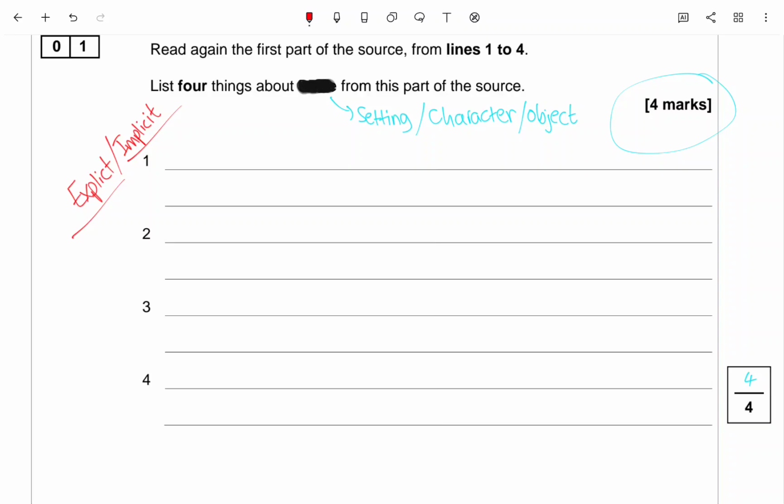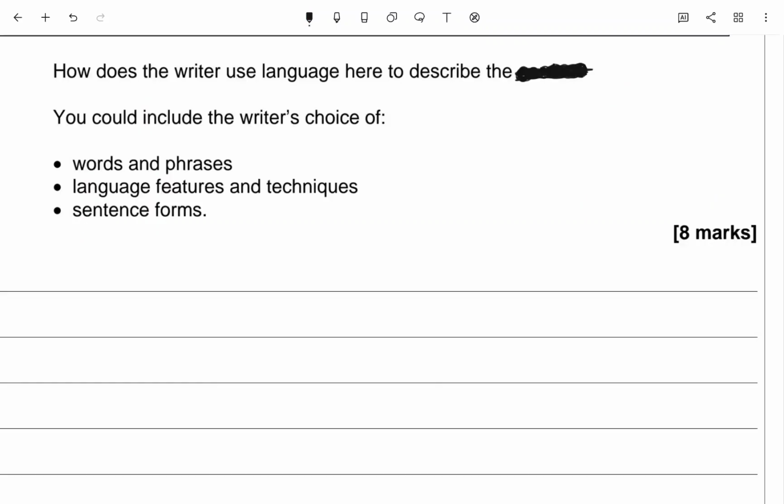Moving over to question number 2. Question 2 will read exactly the same. The only difference is the part that I've covered out. So I'll just show you an example here. How does the writer use language here to describe the ... Here it could be, for example, the house, the train, the weather. So it depends on the text. And they will guarantee provide you with this part here, or the bullet points.